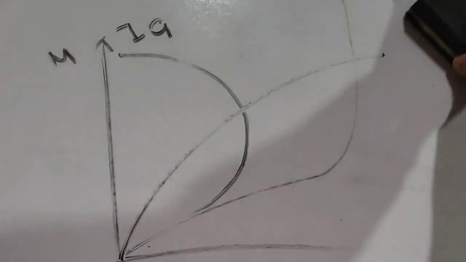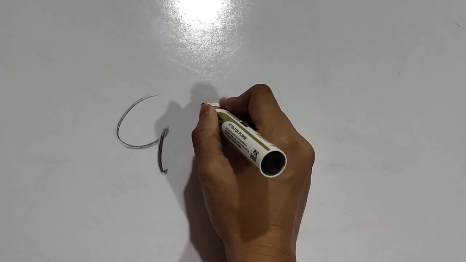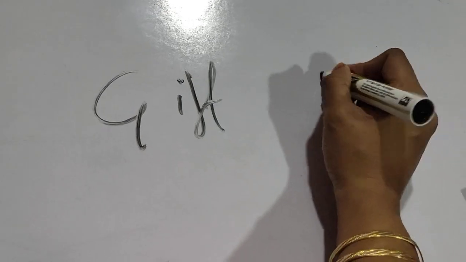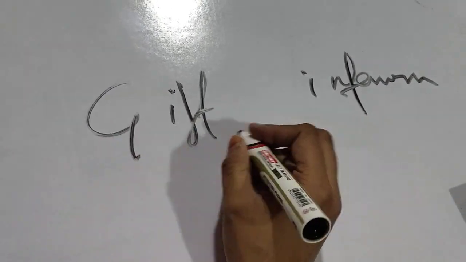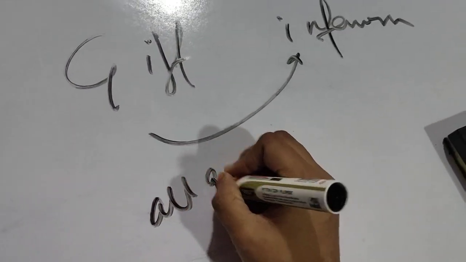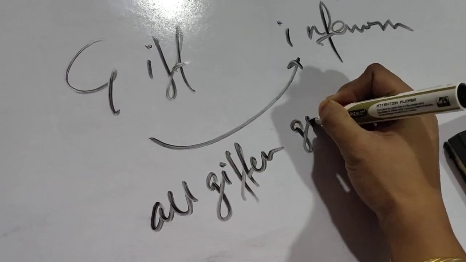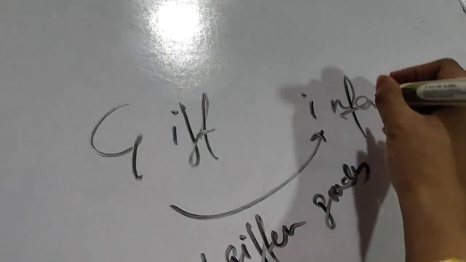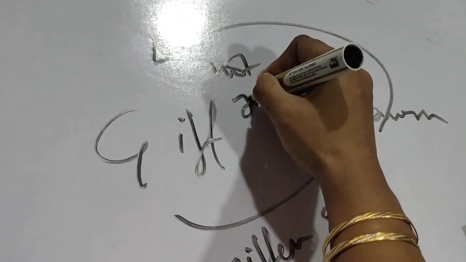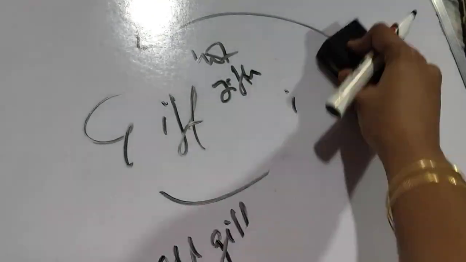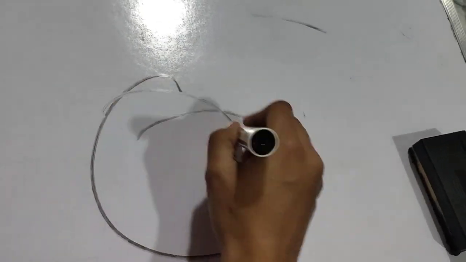Then we had something called Giffen goods. That's not in the diagram. While I was explaining inferior goods, it's important to remember that Giffen goods and inferior goods are different things. All Giffen goods are inferior, but all inferior goods are not Giffen goods. So inferior is your outer circle, and you have Giffen in it.